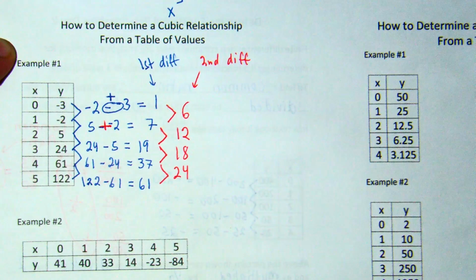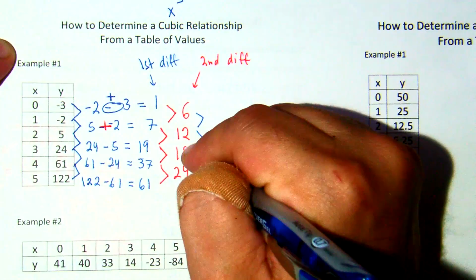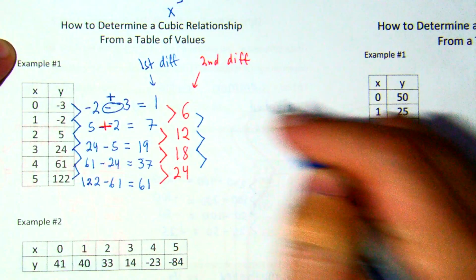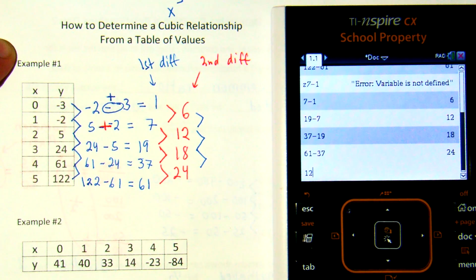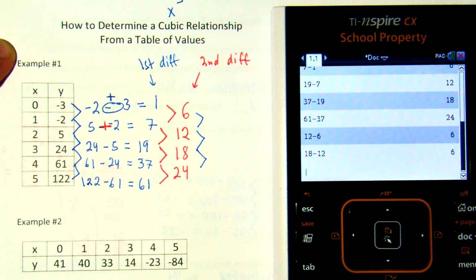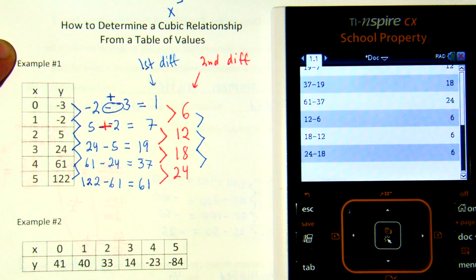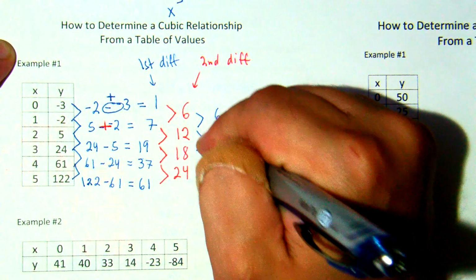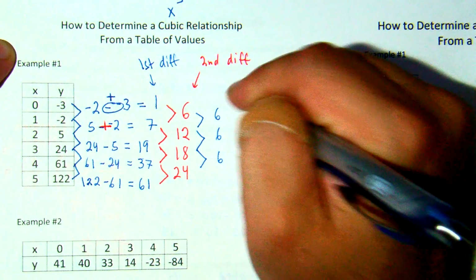So 6 to 12, 12 to 18, and 18 to 24 all increase by 6 to kind of show that. Bottom minus top, so 12 minus 6, 18 minus 12, and 24 minus 18. Boom. So each one of these has a rate of change of 6. And this guy right here is our third difference.